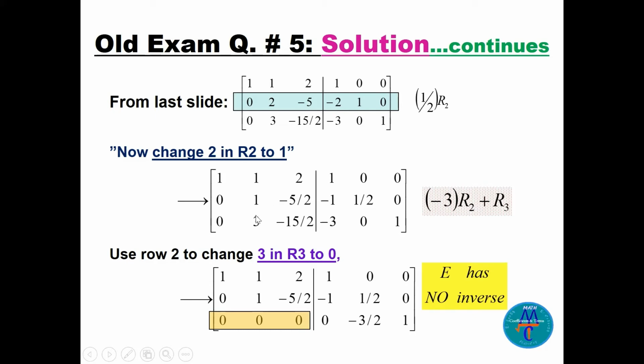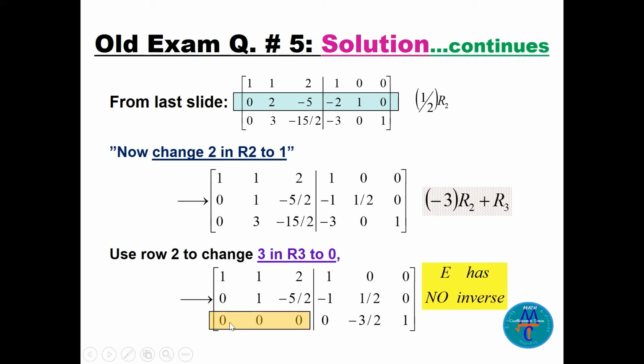I need to change now this number to 0. So I multiply by what? By the opposite, which is minus 3 times row 2 plus row 3. When I'm trying to change this number 3 to 0, suddenly I find that I have 0, 0, 0.